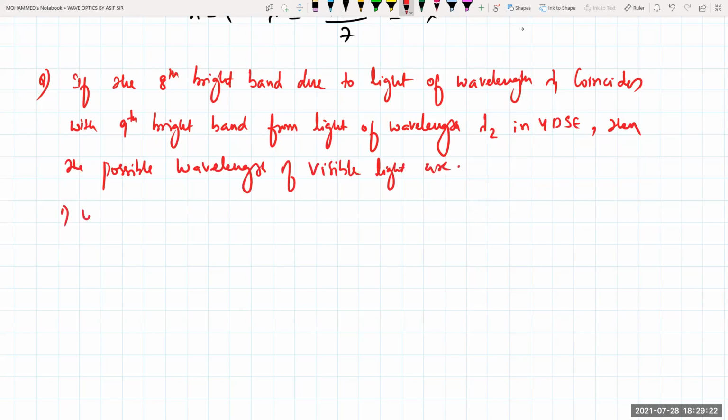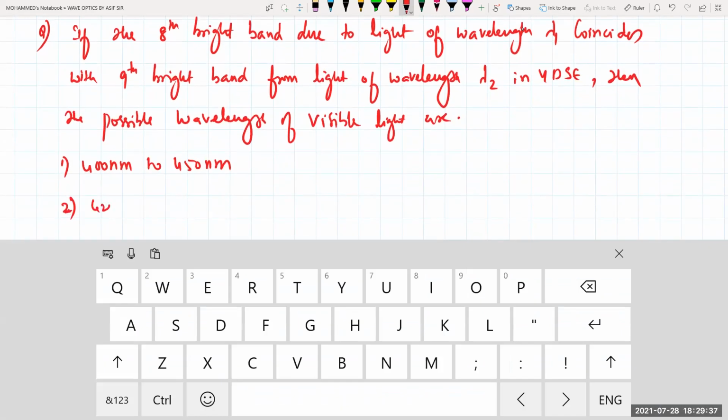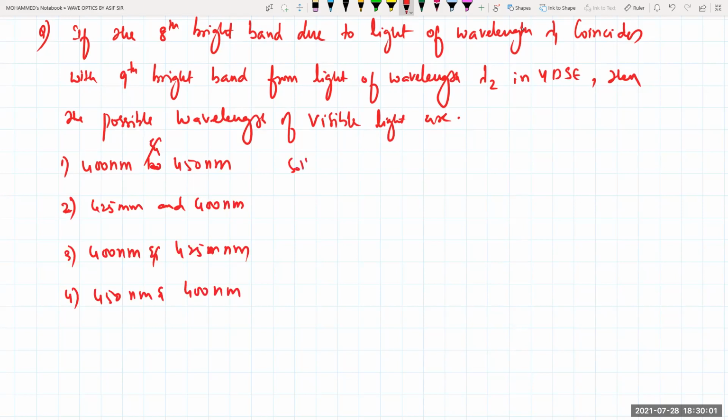first one is 400 nanometer to 450 nanometer. Yes, beta? Sir, we can take the 8th and 9th as n values, right, sir? Yeah, n values, exactly. Second option is 425 nanometer and 400 nanometer. Third one is 400 nanometer and 425 nanometer. And fourth one is 450 nanometer and 400 nanometer. So try to see it. Eighth band is coinciding with the ninth one, beta.